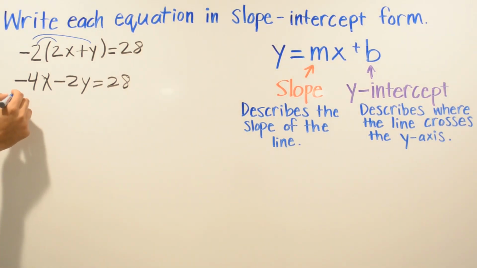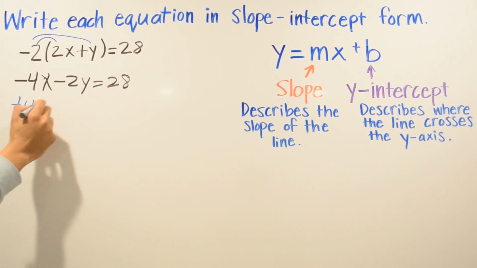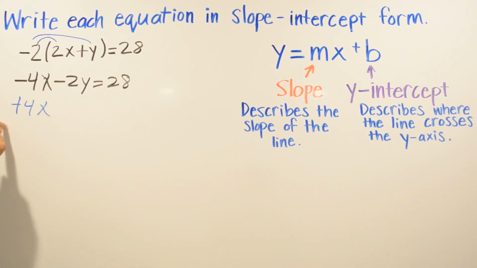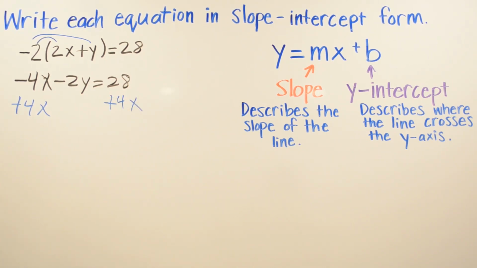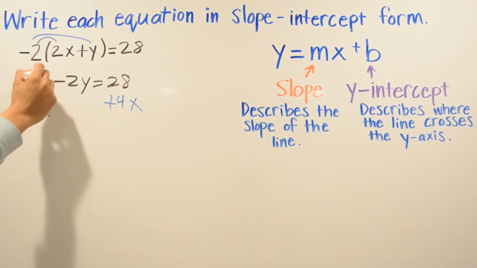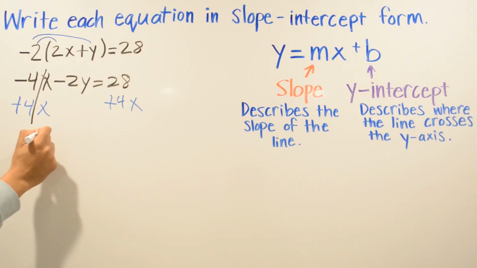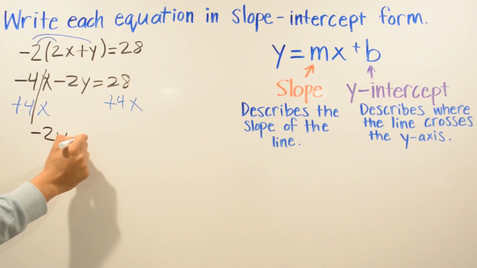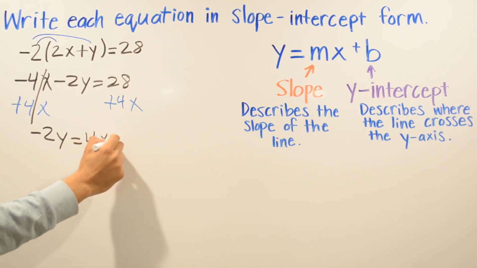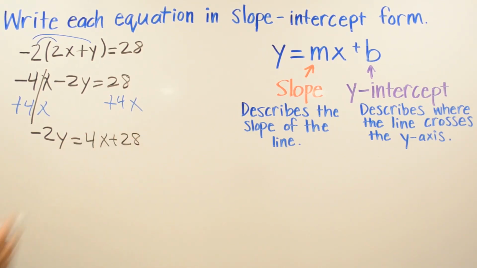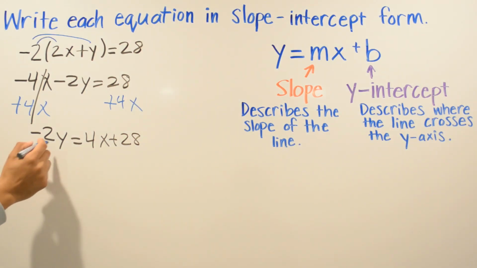Then we're going to go ahead and get y by itself. So we're going to start with putting the opposite of negative 4x, which is positive 4x. Whatever we do on one side of the equal sign, we have to make sure we do it on the other side of the equal sign as well. This will cancel. Now we only have negative 2y equals 4x plus 28.